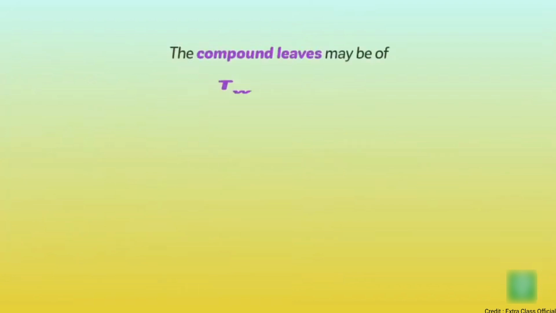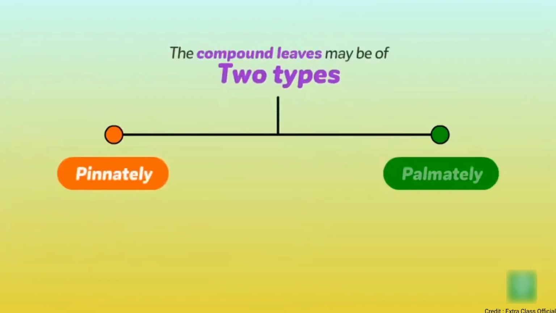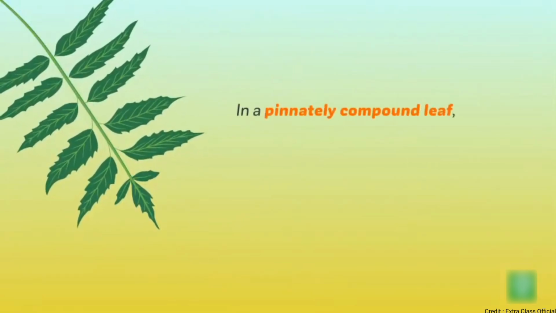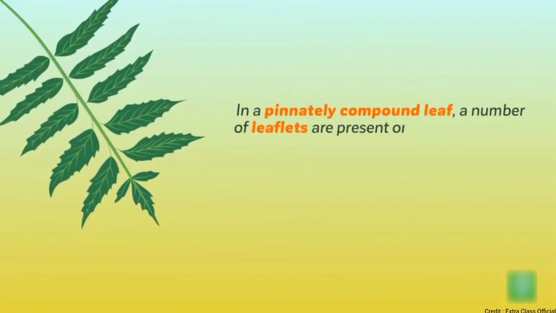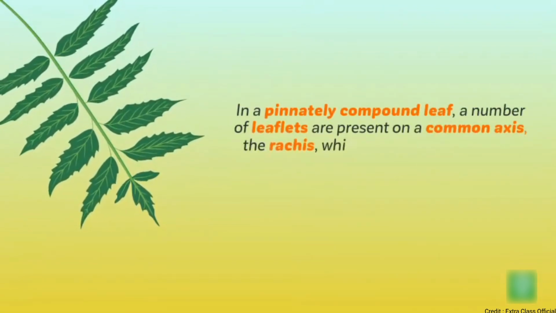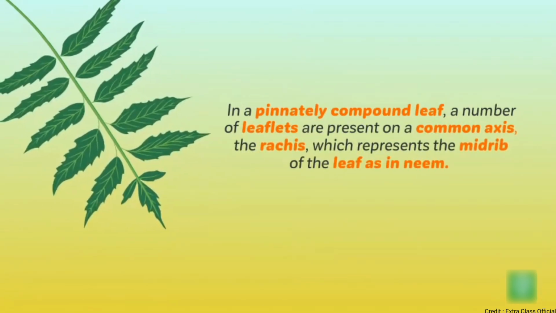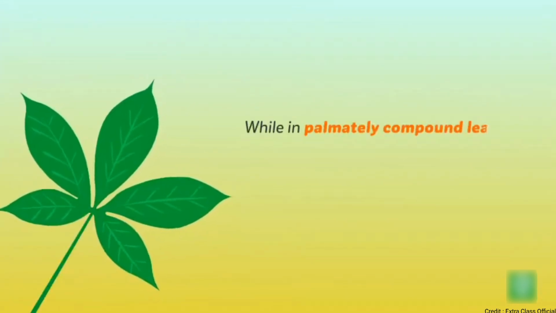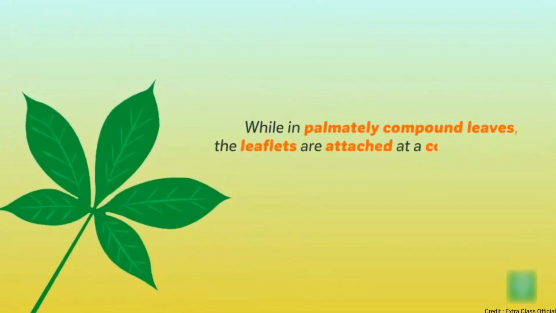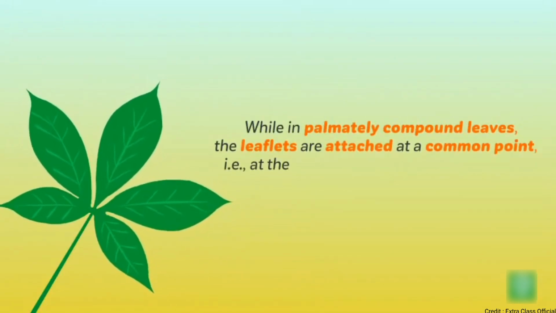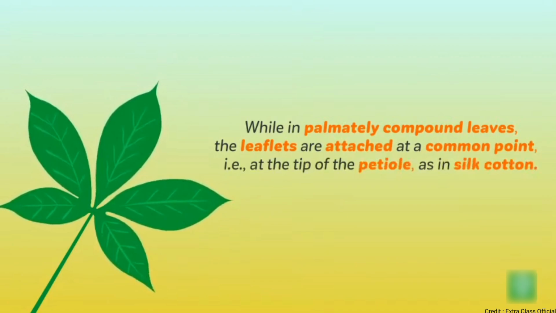The compound leaves may be of two types: pinnately and palmately compound. In a pinnately compound leaf, a number of leaflets are present on a common axis, the rachis, which represents the midrib of the leaf, as in neem. While in palmately compound leaves, the leaflets are attached at a common point, that is, at the tip of the petiole, as in silk cotton.